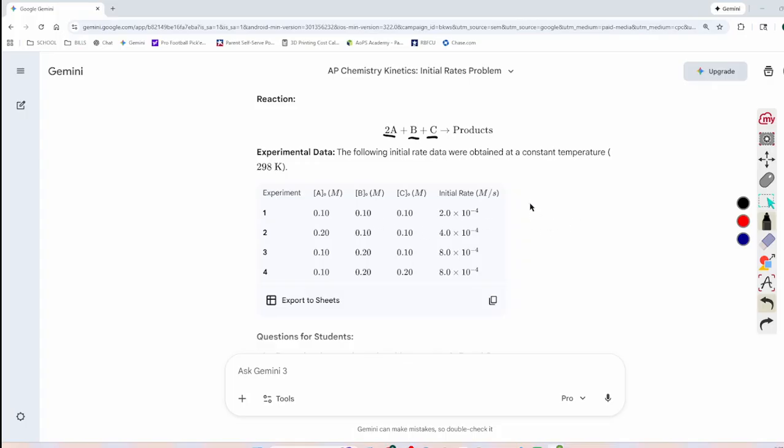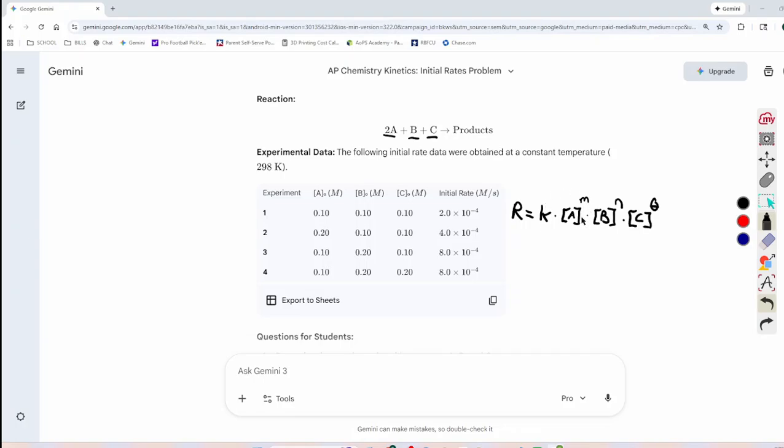And the way we write this out is we'll say that the rate of the reaction is equal to some constant K, none of this matters really, times the concentration of chemical A, the brackets mean concentration, raised to some number, we call that the order, times the concentration of chemical B raised to its order, times the concentration of chemical C raised to its order. Those are all just variables.